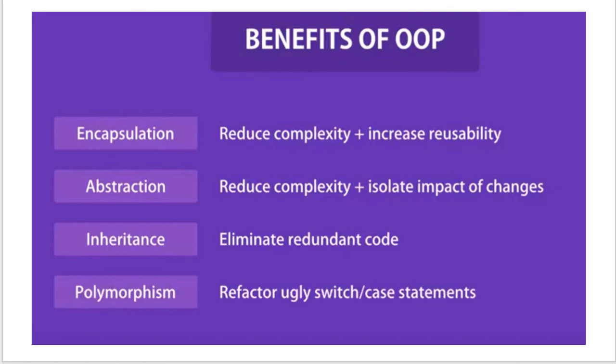So using encapsulation, we group related variables and functions together, and this way we can reduce complexity. Now we can reuse this object in different parts of a program or in different programs. Abstraction will hide the details and complexity and show only the essential. This technique reduces complexity and also isolates the impact of changes in the code. And with inheritance, we can eliminate redundant code. With polymorphism, we can refactor ugly switch case statements.